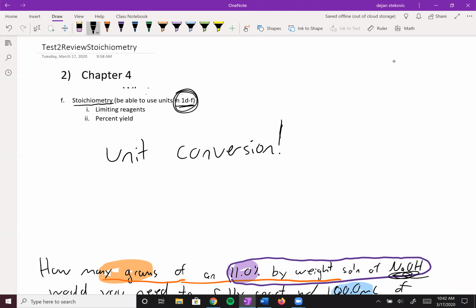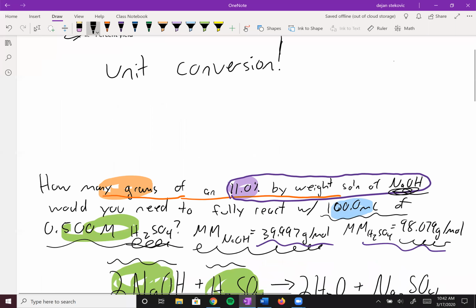All right, so next up, we've got limiting reagents and percent yield. So this is, again, our sandwich analogy. If you had 1 slice of cheese and a billion slices of bread, you can still only make 1 sandwich. So let's take a look at this in terms of chemistry.